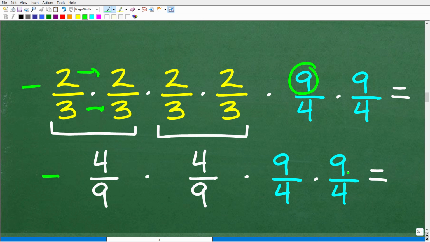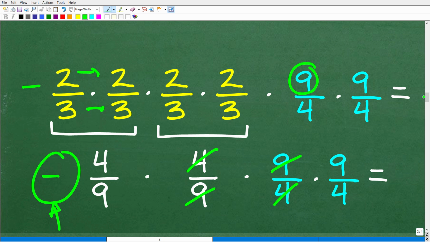9/4 over 9/4. Now we have an opportunity to cross cancel. In other words, this 9 will cross cancel with this 9, this 4 will cross cancel with this 4, and this is going to be a very easy problem. But do not forget this negative sign. This is probably a very common mistake that students will make.